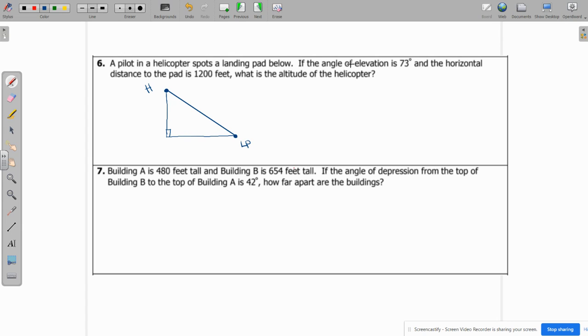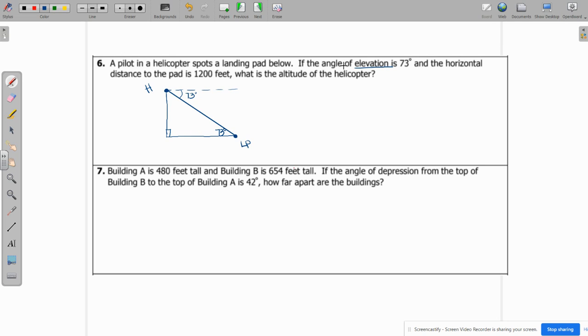So it says if the angle of elevation is 73 degrees. That's talking about this angle here, because remember the angle of elevation is above a horizontal. So you'd be elevating your eyesight to look from the landing pad up to the helicopter. So you could think of this as 73 degrees. Keep in mind, this also means that the angle of depression here from the helicopter down to the landing pad would also be 73 degrees because of alternate interior angles.